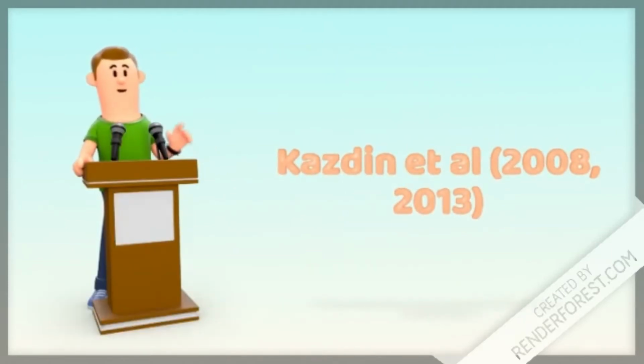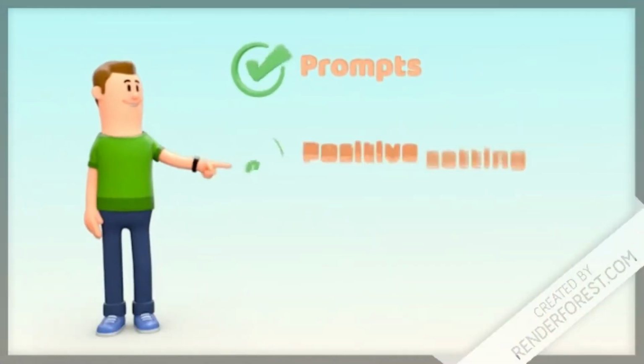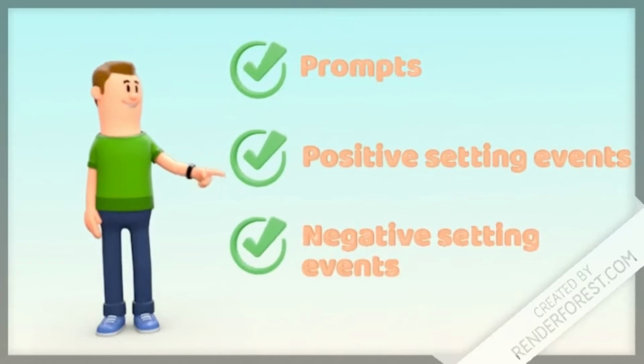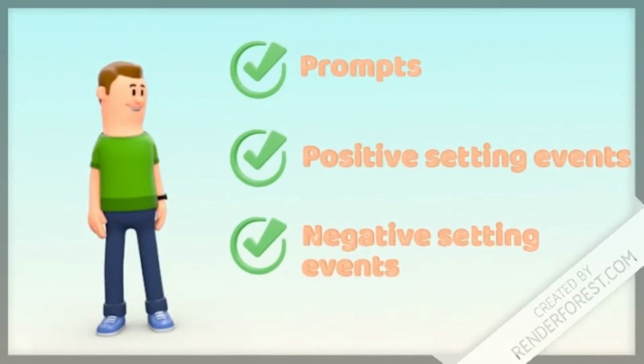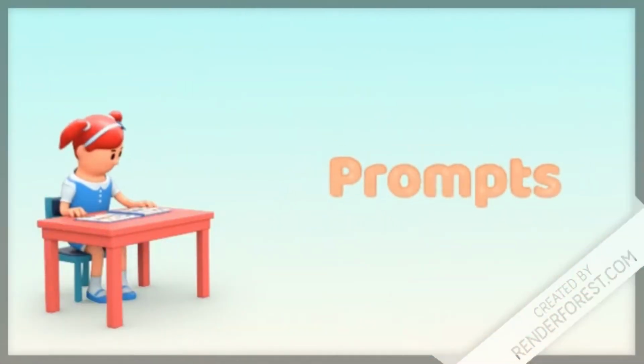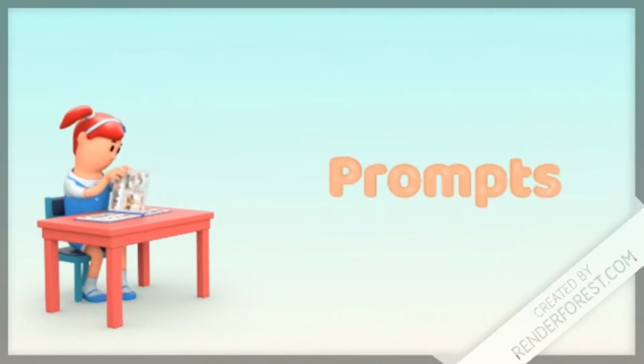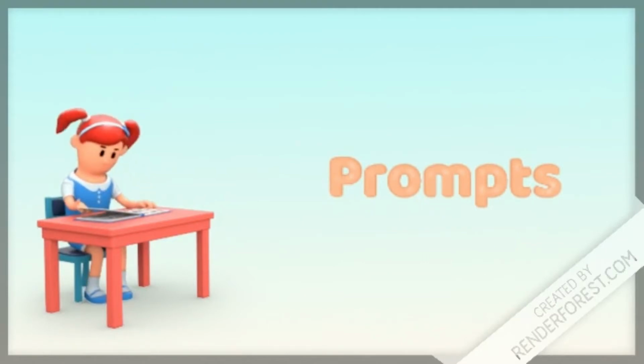Kasdan et al. break antecedents down into three parts: prompts, positive setting events, and negative setting events. Your prompts are a direct way of guiding a child's behavior. As an example, prompts will take the form of instructions. They will involve telling someone what to do or asking them to do something. Prompts can be both visual and physical. For example, you could ask your child to wash their hands and then you could demonstrate.